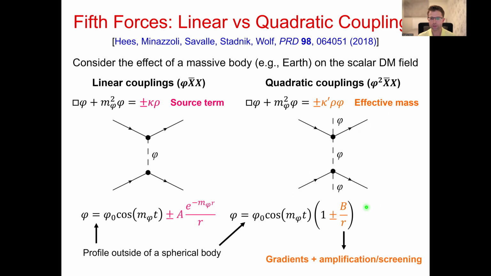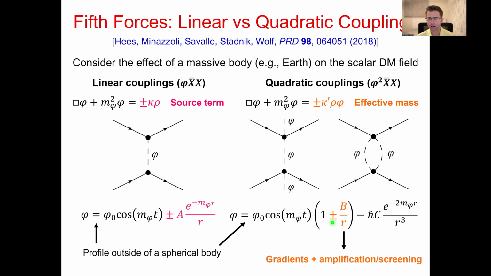So if we solve for the scalar field profile outside of a spherical body in a purely classical theory, we see that the solution is an oscillating time function, which coincides with the dark matter component. But now the difference compared with the linear phi case is that the amplitude of oscillation explicitly depends on how far away from the center of this body we find ourselves. So depending on the sign of the phi-squared interaction that we start off with, it's possible to have either amplification or screening of the dark matter density when we're close to the surface of this massive body.